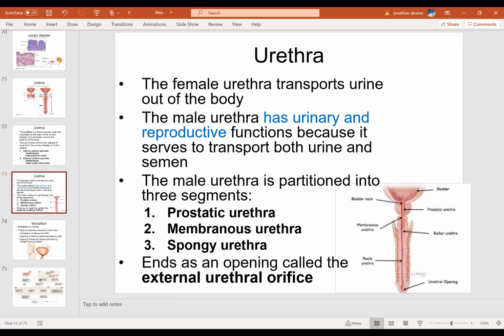Okay. In males, one of the things that males have to be worried about, especially when they get older, is the prostate. Okay, so the prostate, which is right here, does have an opening so that the urethra can travel through it.